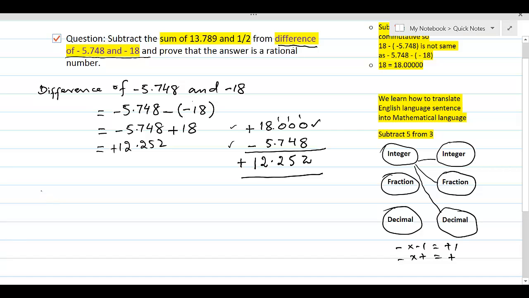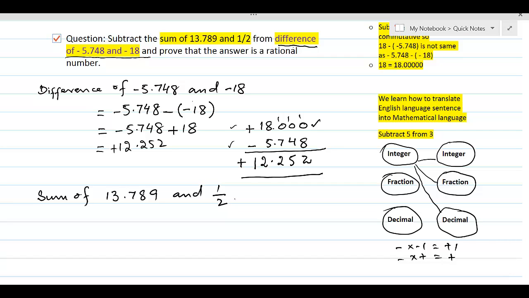So what is the sum of what? Sum of 13.789 and 1/2.